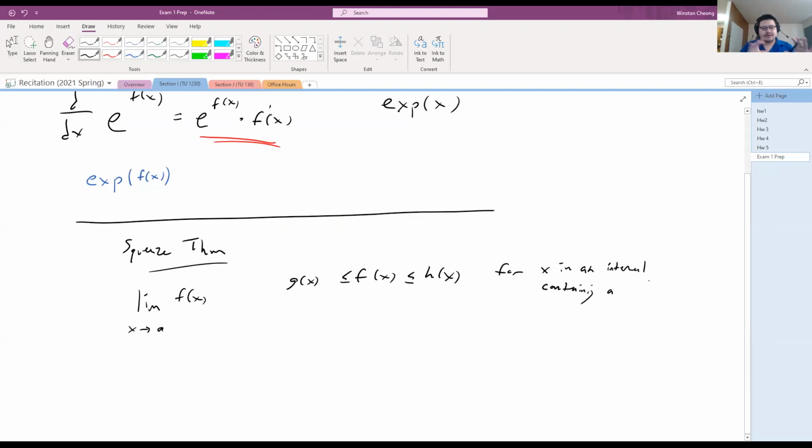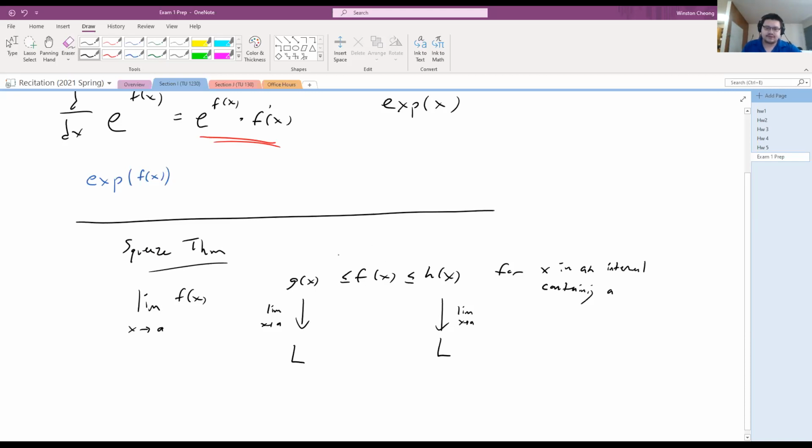So as long as the function f is sandwiched between g and h, and we can take the limits of these other two functions that bound it, so if we can take the limit as x goes to a of g of x and the limit of h of x as x goes to a, and if we get the same number, say L, then the other one should also give us the same value L.